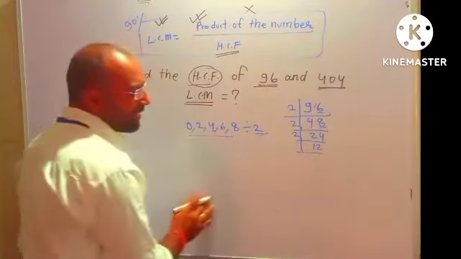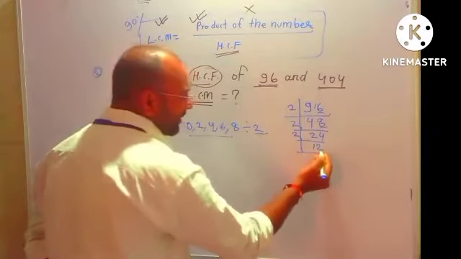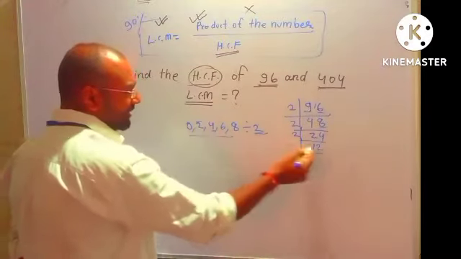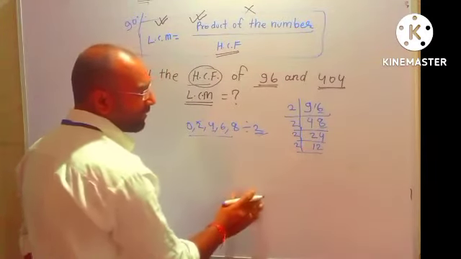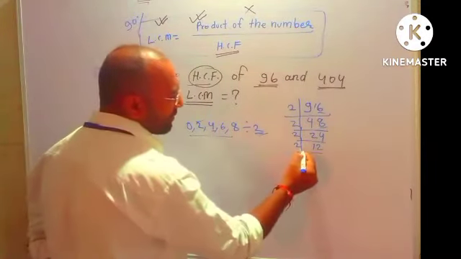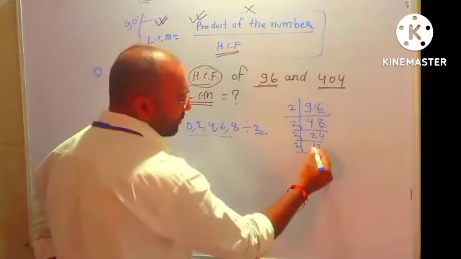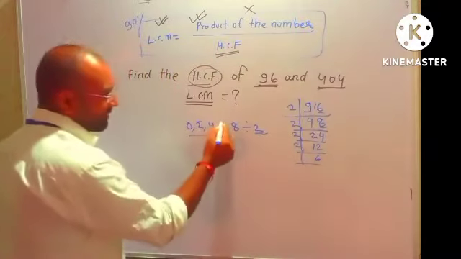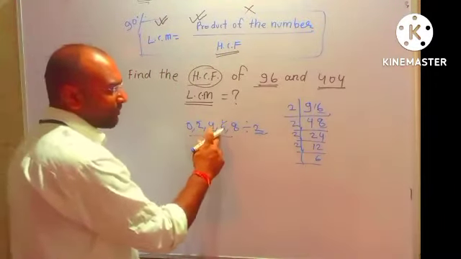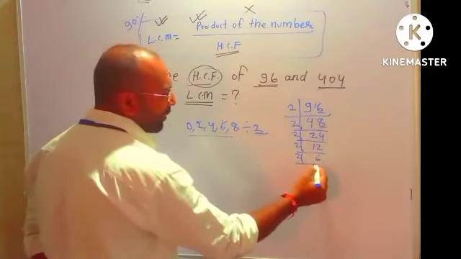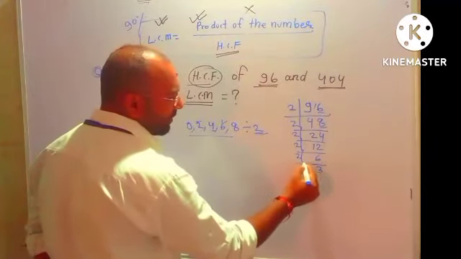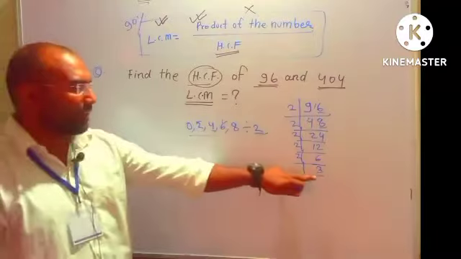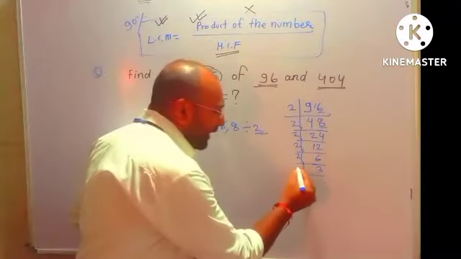Again, what's the last digit? 2. So this number can be divided by 2. How many times? 6 times. 12 divided by 2, 6. Now 6 can also be divided by 2. So 6 divided by 2, how many times? 3 times. Now can 3 be divided by 2? 3 can be divided only by 3.